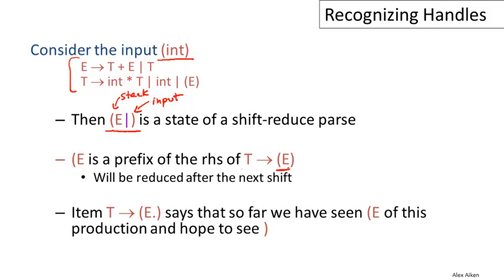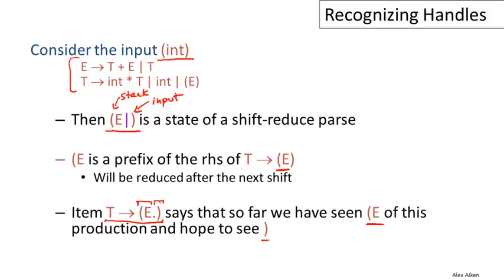So this is where the items come in. The item T goes to open paren E dot close paren describes this state of affairs. It says that so far we have seen open paren E of this production, and we're hoping in the future to see the close paren. So another way of thinking about it is that this item records the fact that we're working on this production, and that so far we've seen this much. Everything to the left of the dot is what we've already seen and is what is on the stack. And what is to the right of the dot is what we're waiting to see before we could possibly reduce. And we may or may not see that.